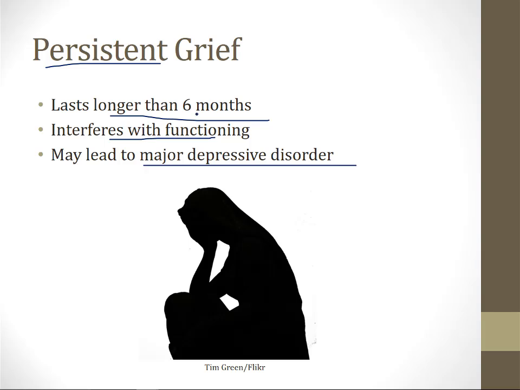So the high yield thing to remember is that acute grief always lasts less than 6 months, and when you're on your psychiatric rotations, this is what your attendings are going to ask you. If you see a patient who is grieving, they will say, what is normal grief? And the answer you want to give them is it lasts less than 6 months. Longer than 6 months indicates persistent grief and a risk of progression to major depressive disorder.